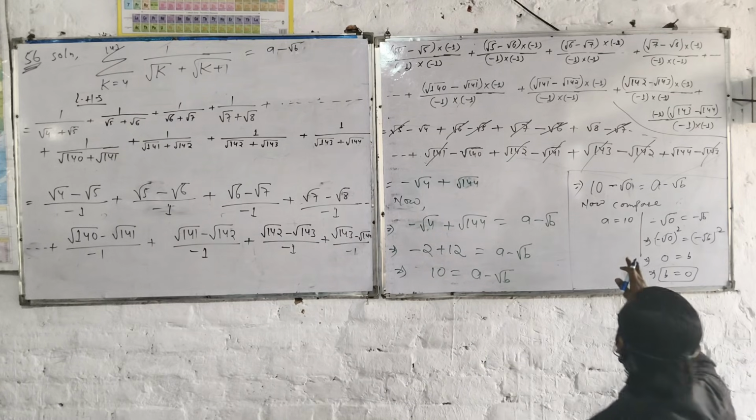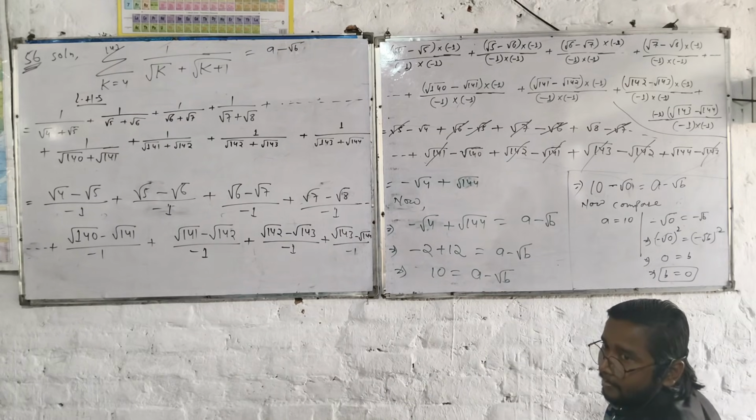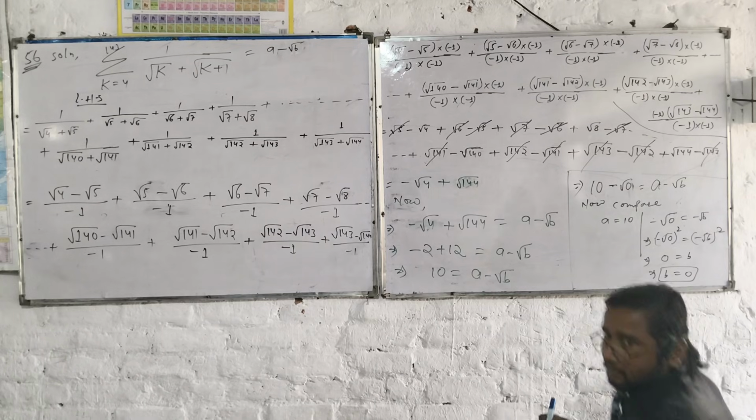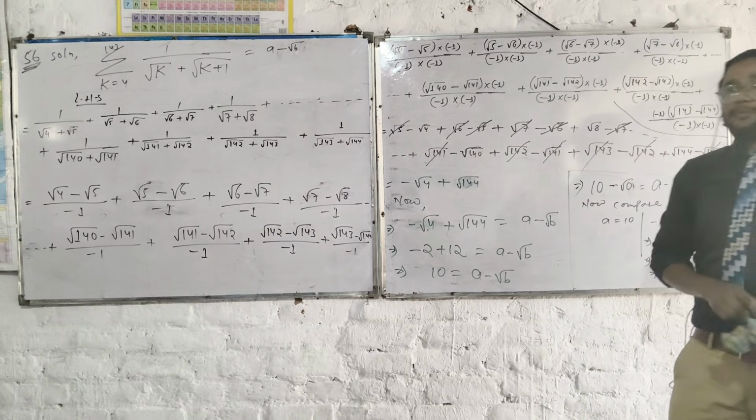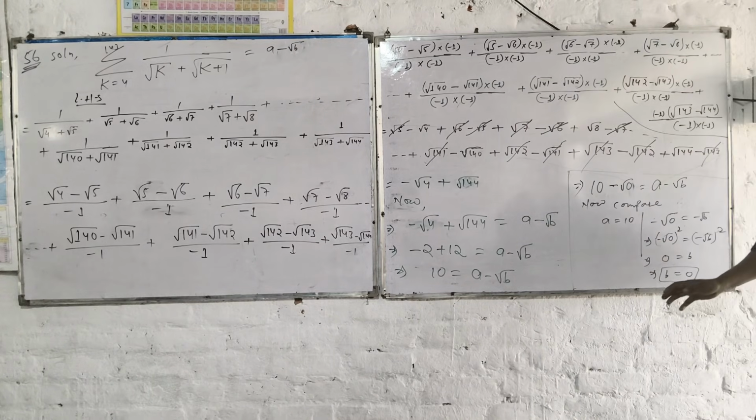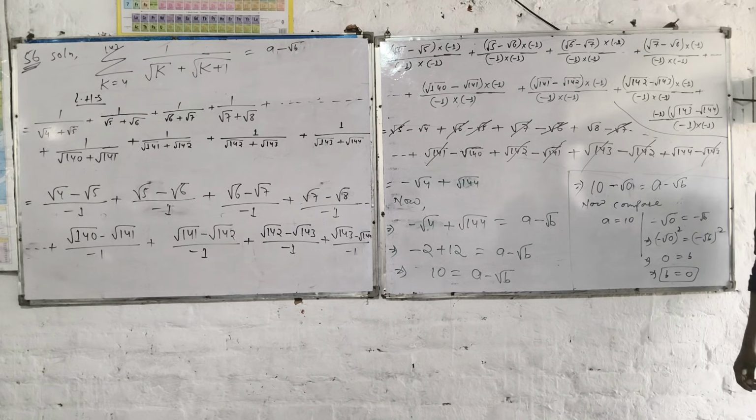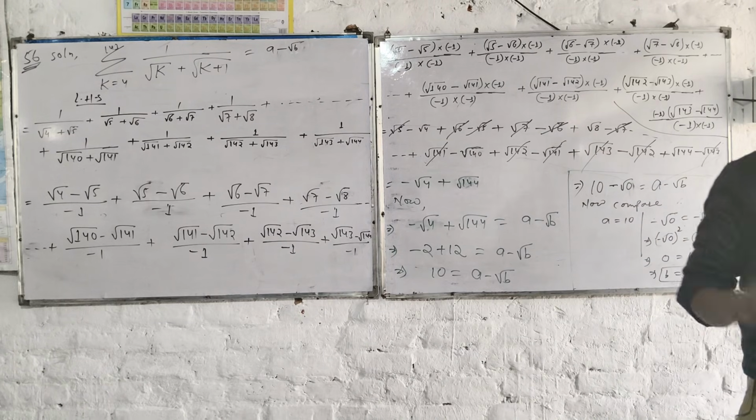So hence what will you say? 10 and 0. 10 and 0 is given somewhere. Which option? Option A. Hence, let's write that directly: 10 and 0. This is the value of a and b. Case closed. Write down.